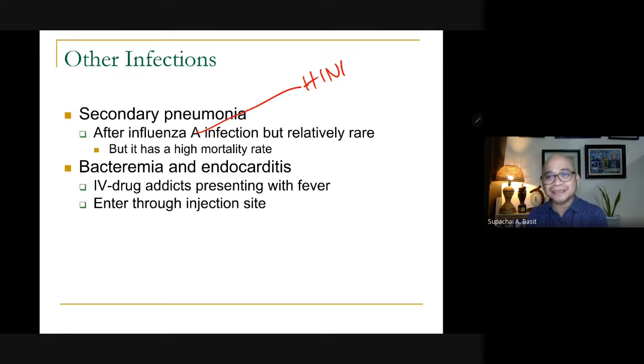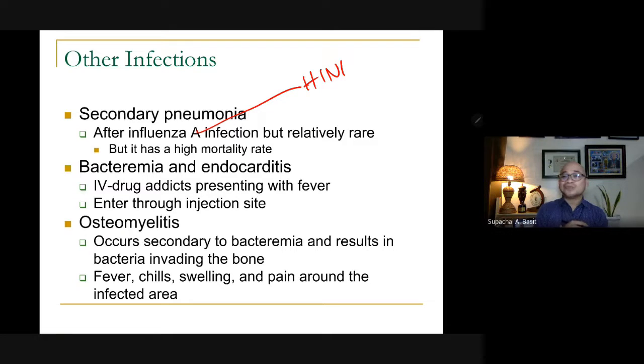When you say bacteremia and endocarditis, it is due to IV drug addicts presenting with fever. Of course, a drug addict won't say, wait, let me apply 70% alcohol, antiseptic, de-germing first. They're not like that. Usually, they pass the needles around unhygienically. So, don't do that.